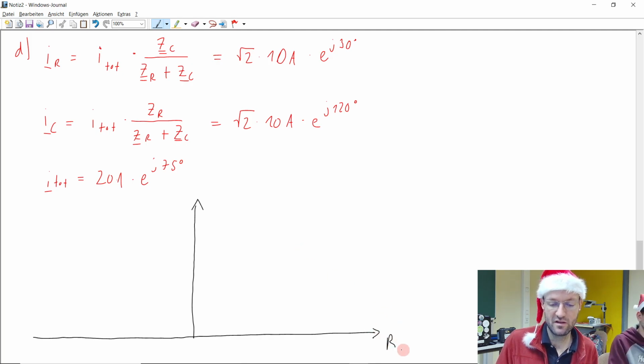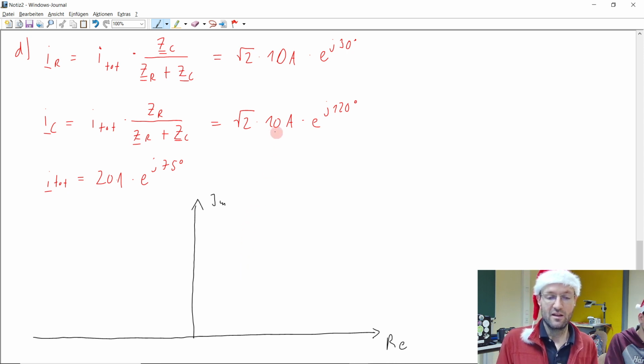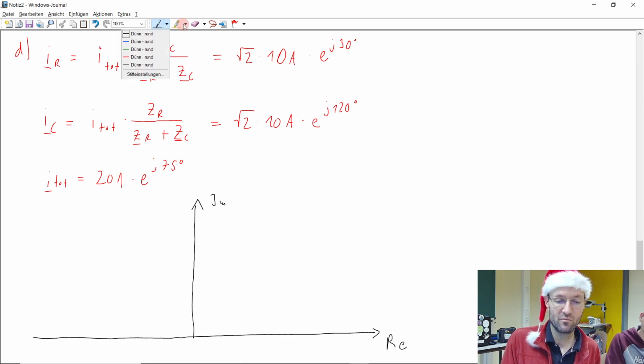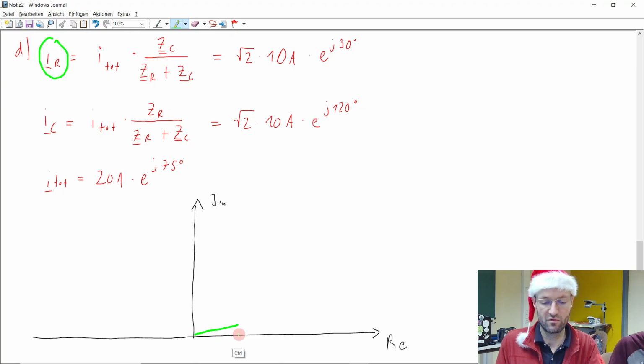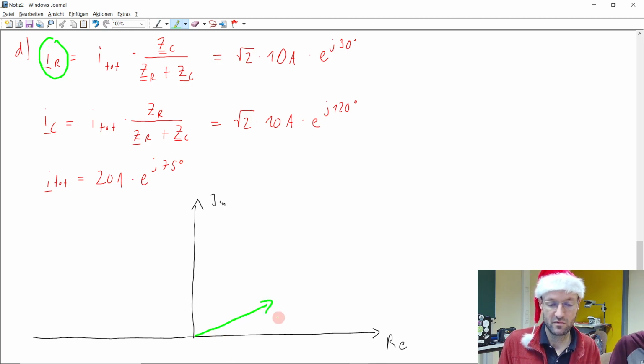So this is the real axis, this is the imaginary axis. And now I need to draw something in there that has a certain length and an angle of 30 degrees. So let me take this color for IR. And so then this should look like this, maybe. Now 30 degrees, a little more. So let's say this is IR.